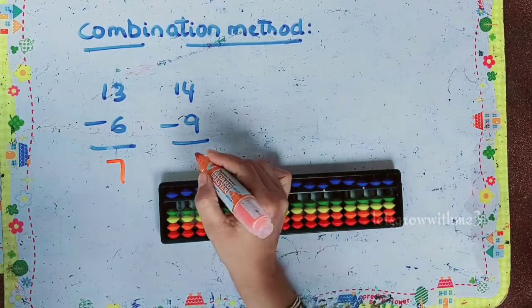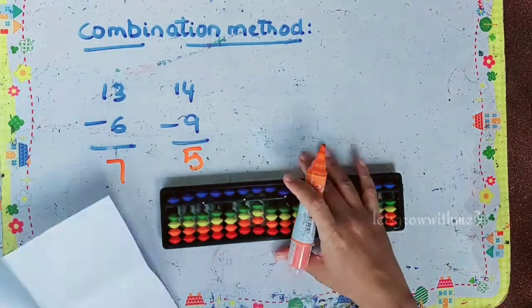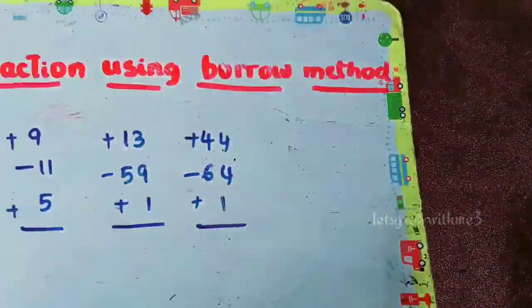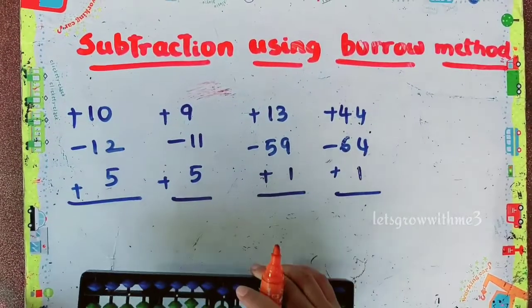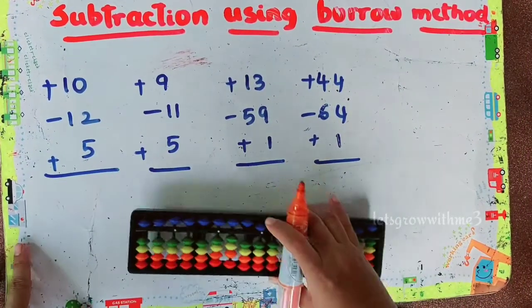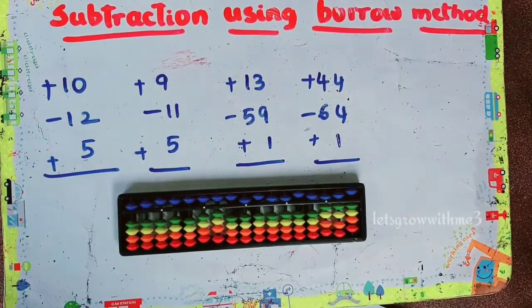Okay. So the answer is 5. Here, in all the problems we have done so far, we didn't take any borrow. We had no need to, because all the values were larger than what we needed to subtract. Okay, so now let's do subtraction using the borrow method.